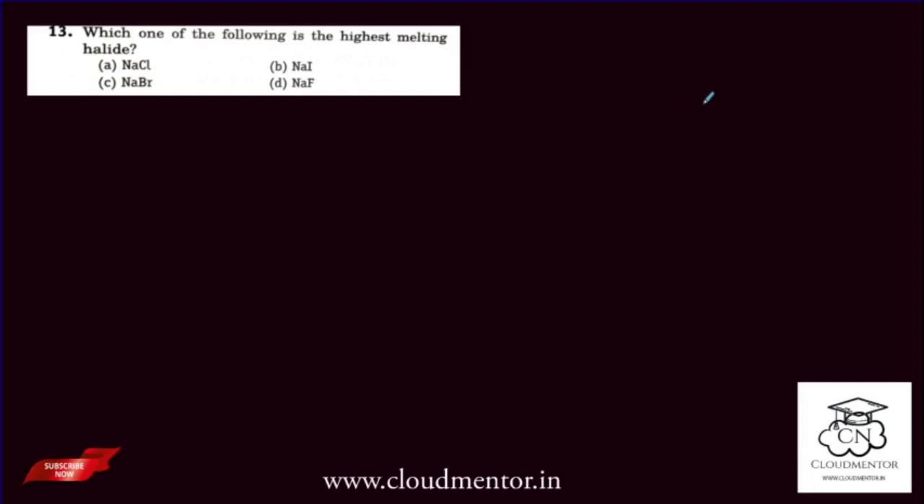Because of the smaller size of the F minus ion formed here, NaF has the highest lattice energy and hence the highest melting point. So option D is the right answer. Because of the smaller size of fluorine than the others, it has the highest lattice energy and hence the highest melting point.